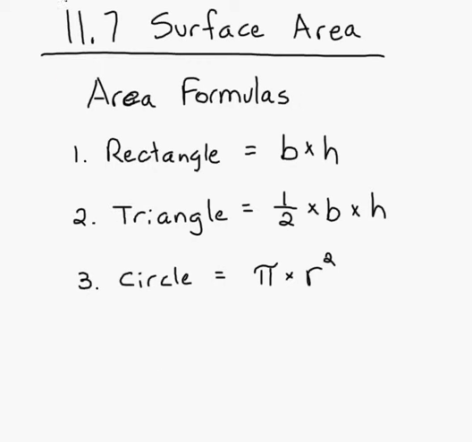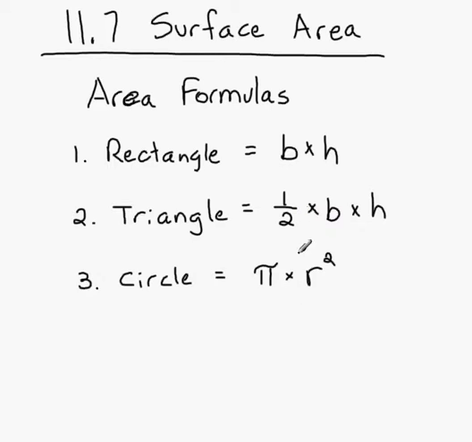Now 11.7, surface area. In order to get through this chapter, you do need to remember the three area formulas that we have talked about before. A rectangle is merely little b, don't get confused with big B, little b times h, that means base times height. A triangle is 1/2 of the base times the height, that's 1/2 of the rectangle. And then a circle has its own different formula, pi times the radius squared.